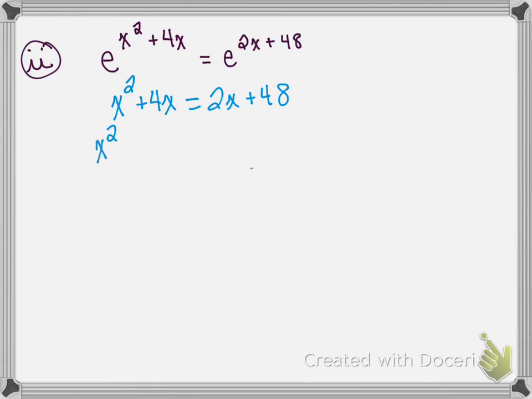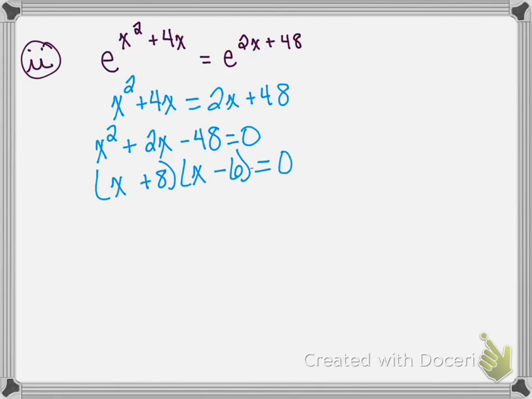I'm going to subtract 2x from both sides, because I'm moving towards getting it set equal to 0. Then I'm going to subtract 48 from both sides. And once I do that, that is equal to 0. So now I've got x squared plus 2x minus 48. I can factor that, and it factors to x plus 8 times x minus 6.